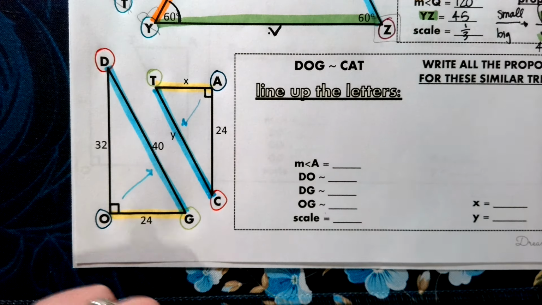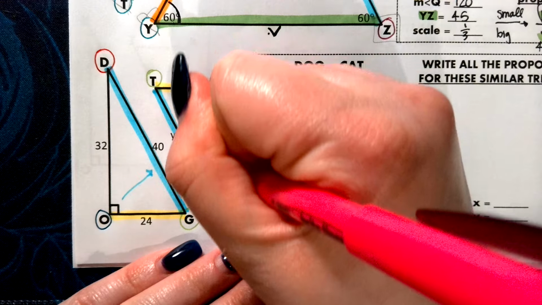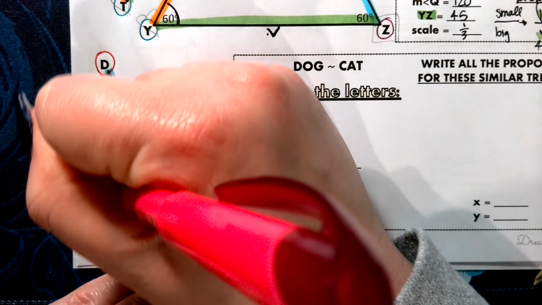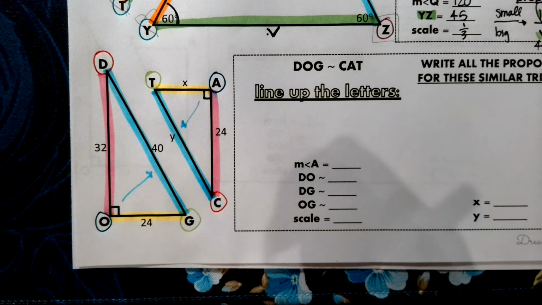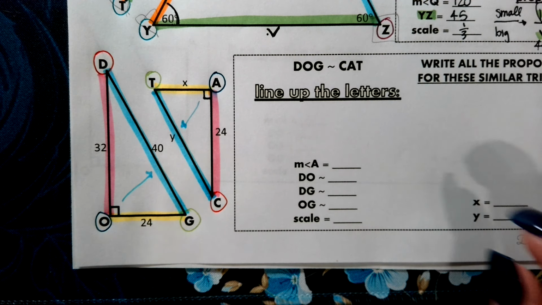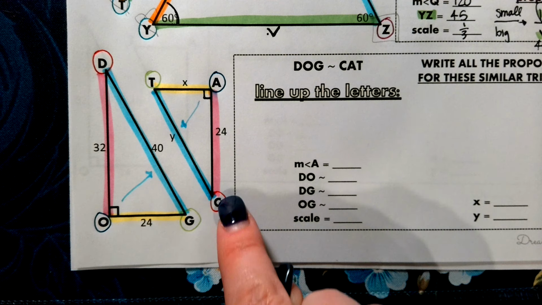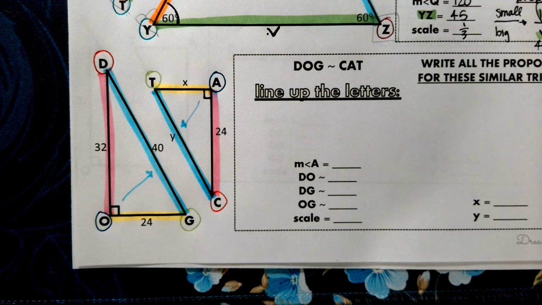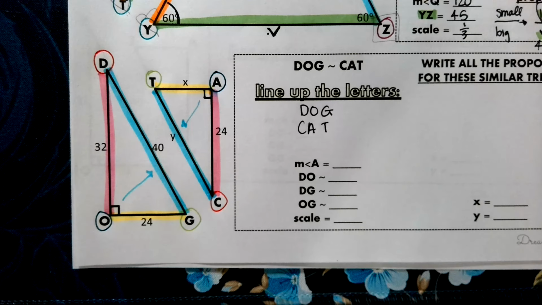So now again we have DOG and CAT. We're going to start off like we did last time, lining up your letters. DOG and CAT. I see my D and my C go together. They're both red. The O and the A go together. They're both blue. The G and the T go together. They're both green.